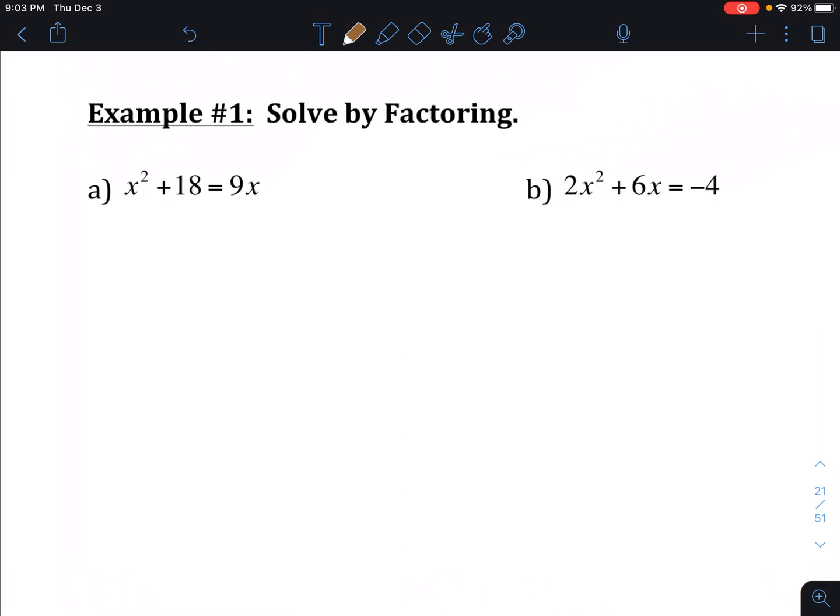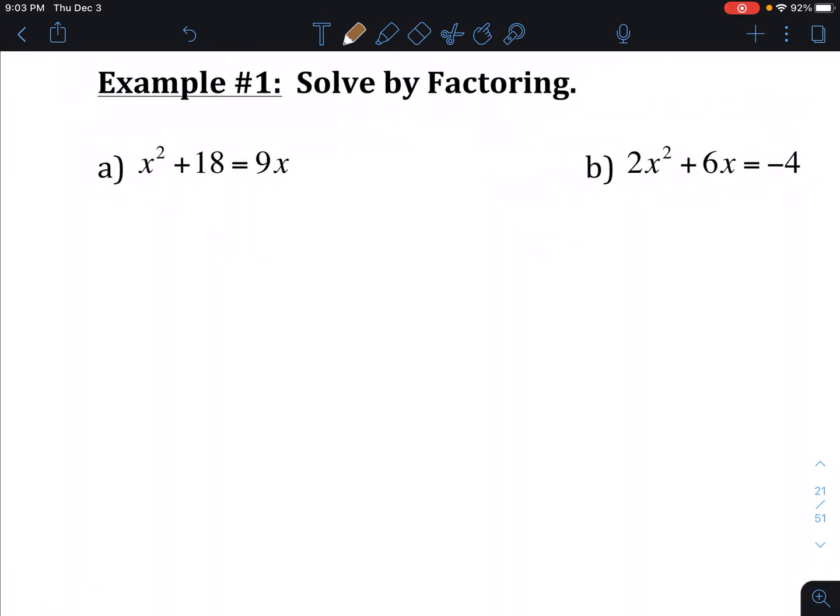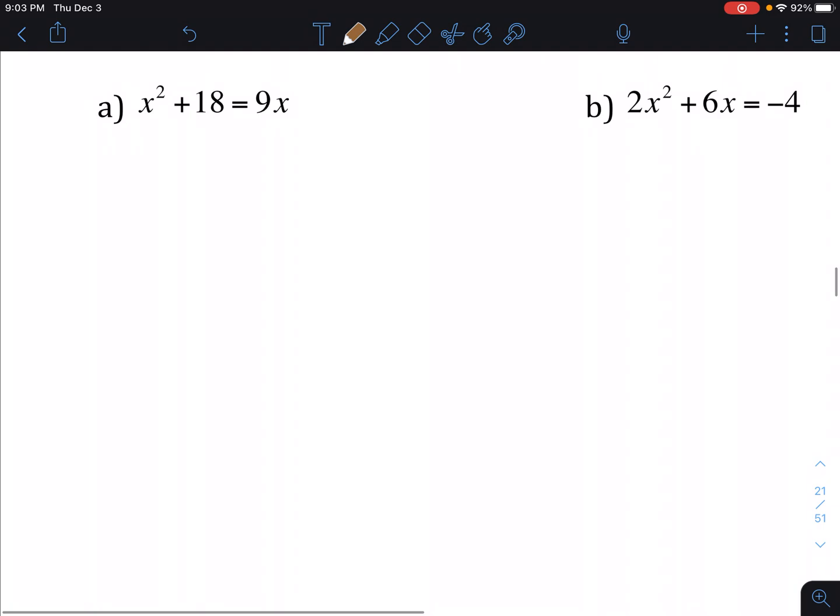So, example number 1a. The first thing we need to do: this is not set equal to 0, so we need to subtract 9x. Now notice my placement of the 9x. I had to carefully wedge it between the x squared and the constant 18. You have to have your terms in standard form, meaning in order, where you go from x squared, then the x term, then the constant term.